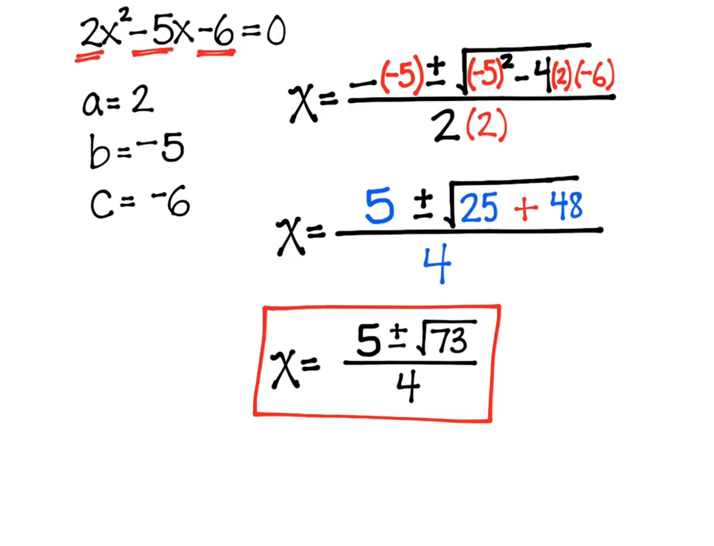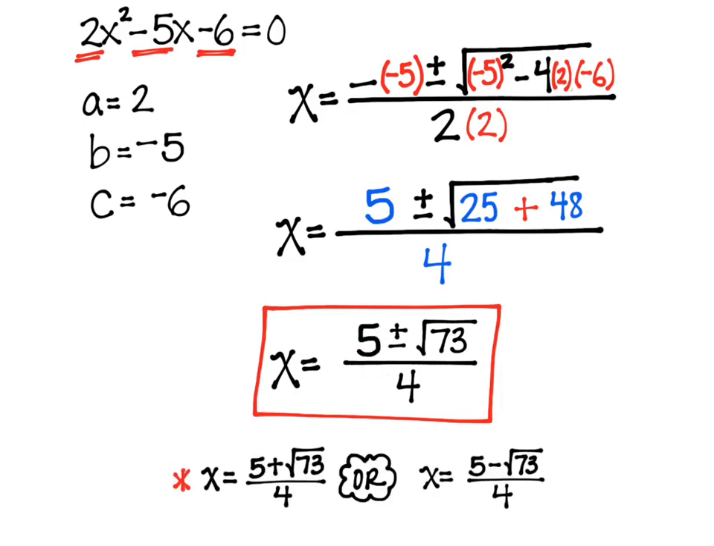Please be aware, right here we see this plus and minus. That's 2 answers. We could put this into our calculator and come up with a decimal approximation for this number. We could do 5 plus the square root of 73 and then divide that by 4 and find the decimal approximation for it. But this is perfectly fine, those exact answers.